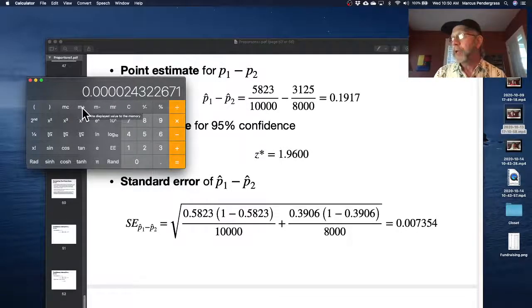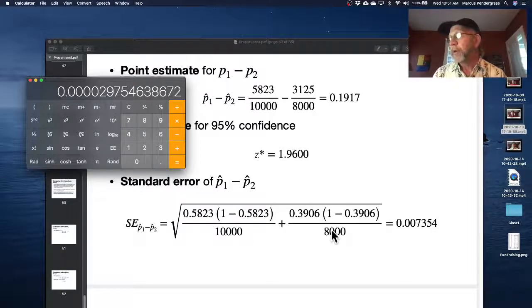So I'm going to hit the memory plus key here. Make sure your memory's cleared before you do that. And then just hit memory plus. So that stored that number in memory. Now let's compute the second fraction here. Let's clear everything out. 3, 1, 2, 5 divided by 8,000 times, again I need the parentheses, 1 minus 3, 1, 2, 5 divided by 8,000. And then close the parentheses and then divide all that by 8,000. So equals, that's the value of this second fraction.